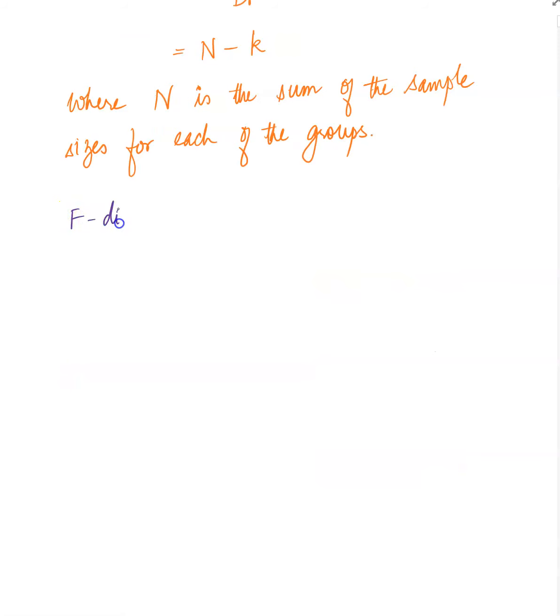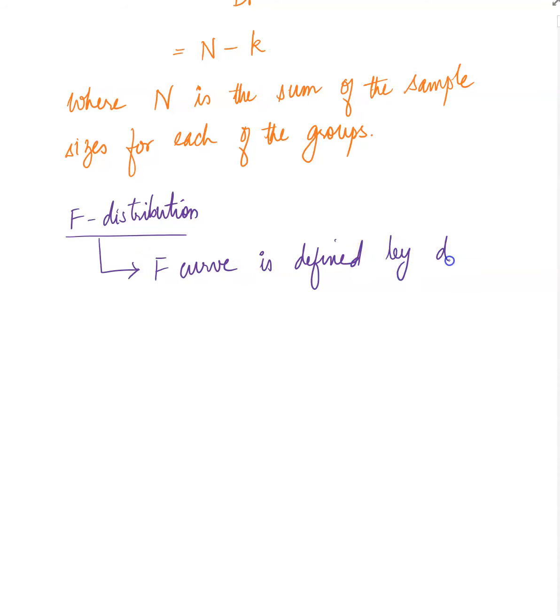We said F distribution is a ratio, but how does the distribution look, right? So we would be curious to see how it looks. Well, what we notice is that the F distribution is a family of curves, right? And the curves are defined by the degrees of freedom for the numerator and the degrees of freedom for the denominator. That's why we just found all those things. So the F curve is defined by df of numerator and df of the denominator.